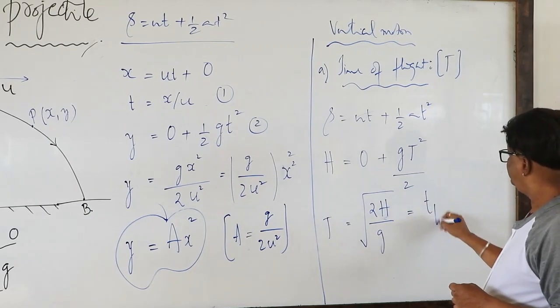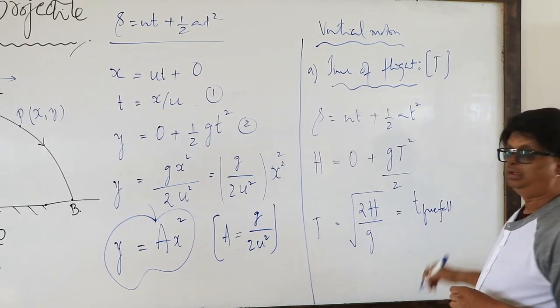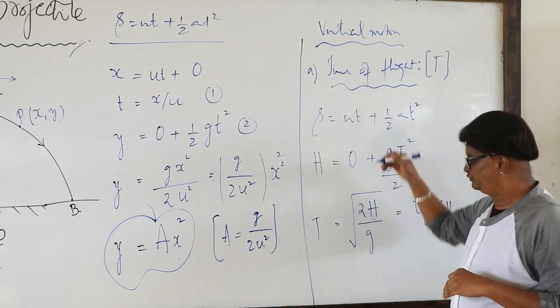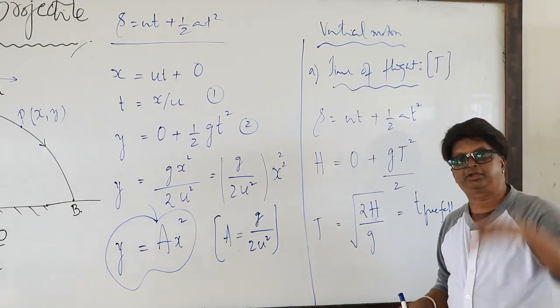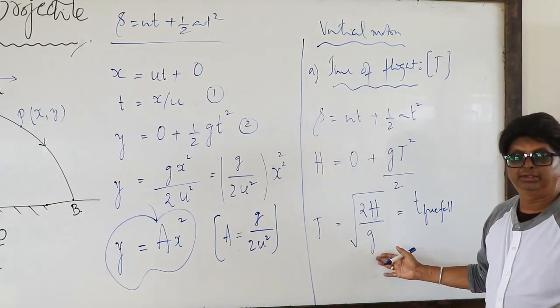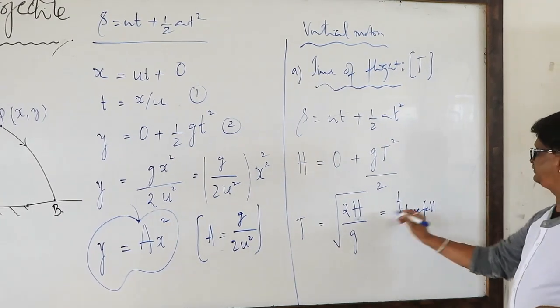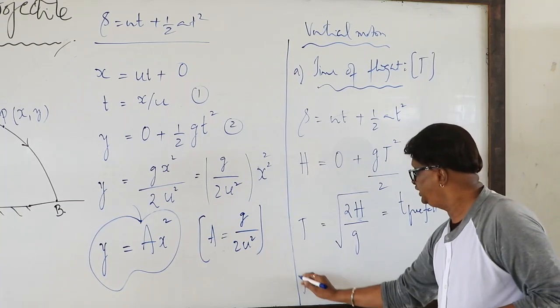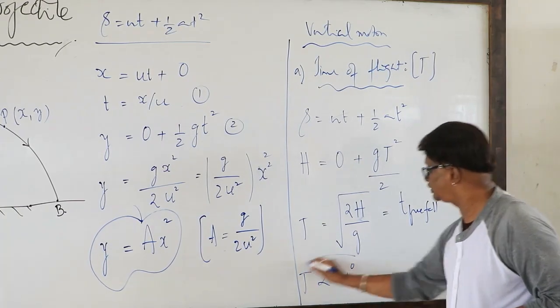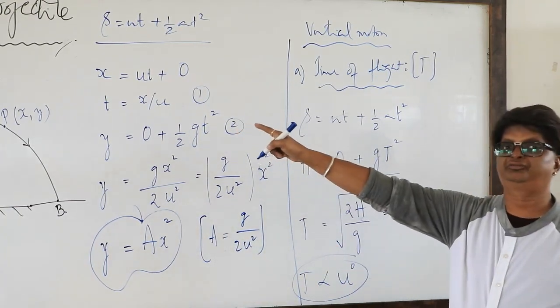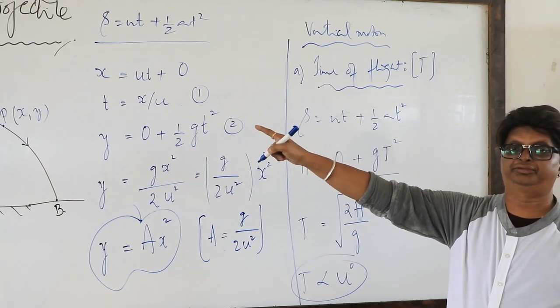This is nothing but the time taken by free fall. Because from a height h, you drop it. What is the time taken to reach the ground? Root of 2h by g. Now what is the expression that you are getting? Even for a horizontal projectile, this is equal to free fall. That means T is proportional to u to the power 0. Do you see it? Here the time of flight is independent of the velocity of throw.